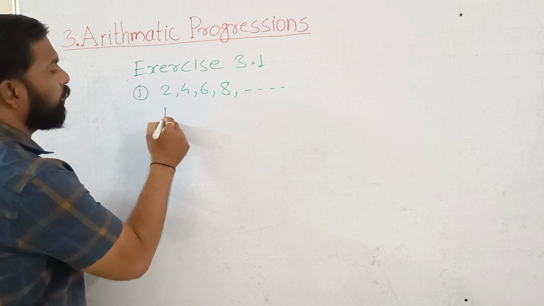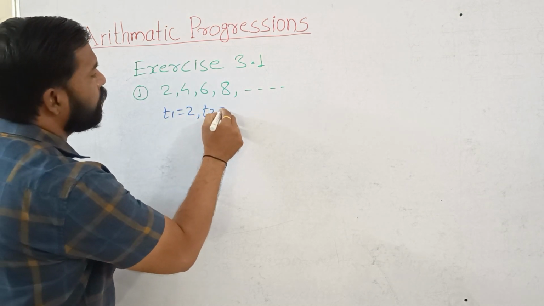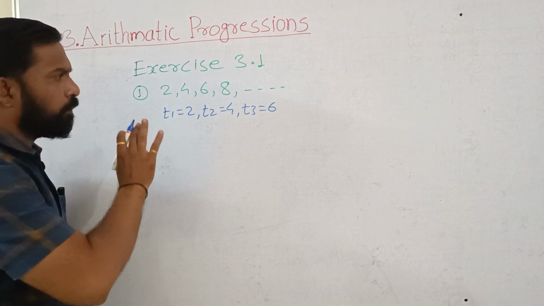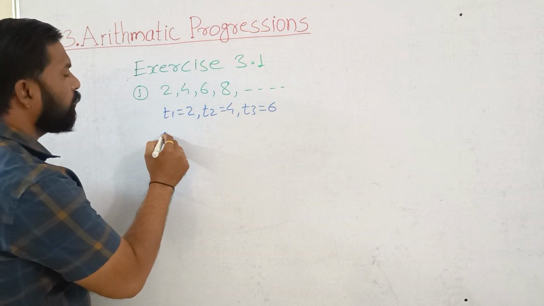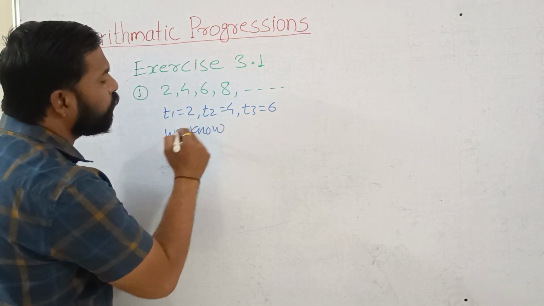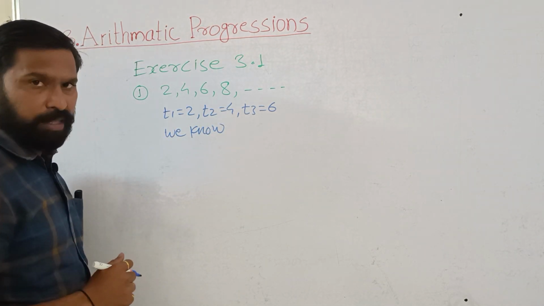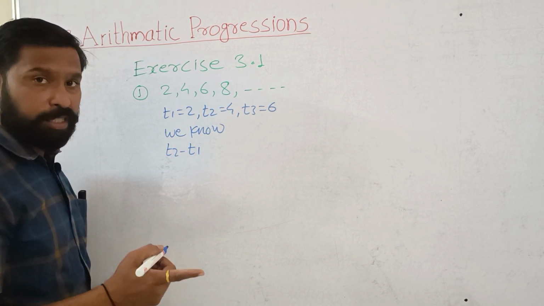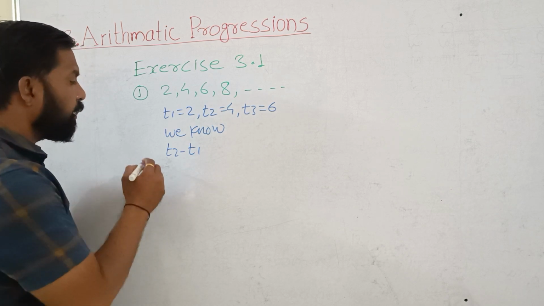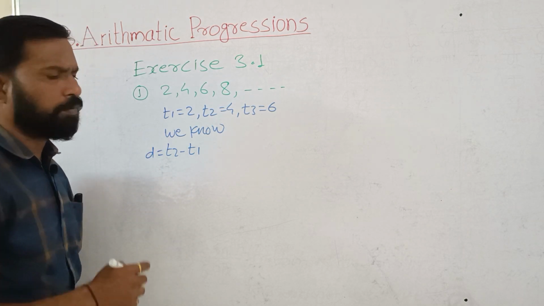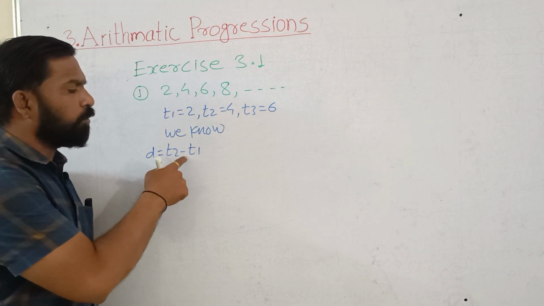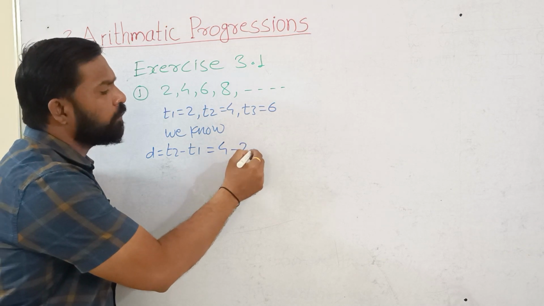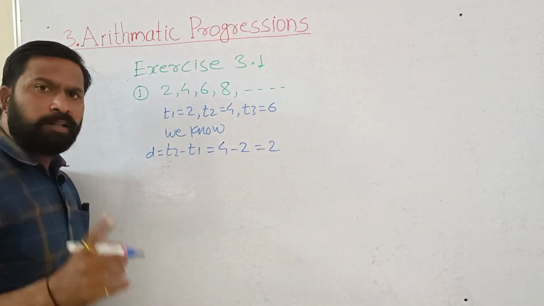So here simply we can write T1 is equal to 2, T2 is equal to 4, T3 is equal to 6, and so on. You don't have to write all the terms here. Now you can note down, we know how to find the difference between them. So T2 minus T1 we want to check. Every time you can write D is equal to T2 minus T1, which is equal to 4 minus 2, and the difference you found is 2.